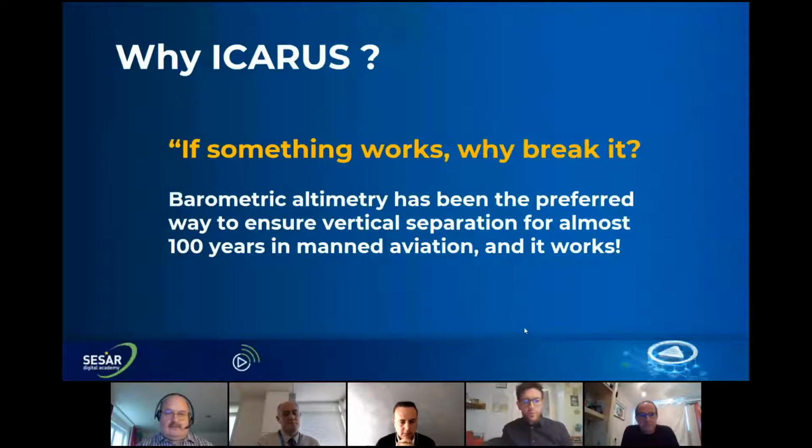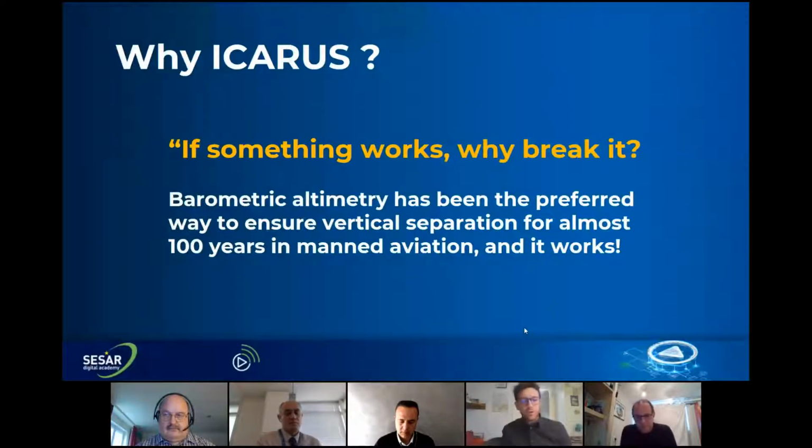Icarus project proposes an innovative and feasible solution to address the novel challenge of the Common Altitude Reference System inside the very low-level airspace, with the definition of a new Uspace prototype service with its validation in a real operational environment.